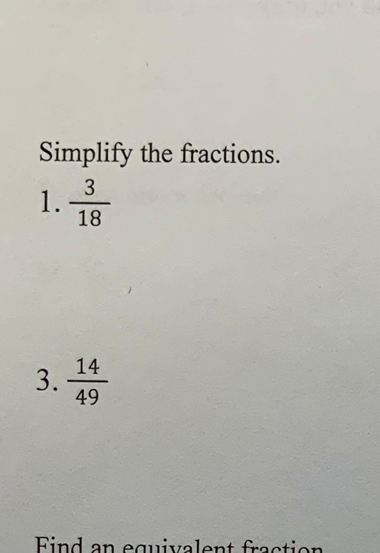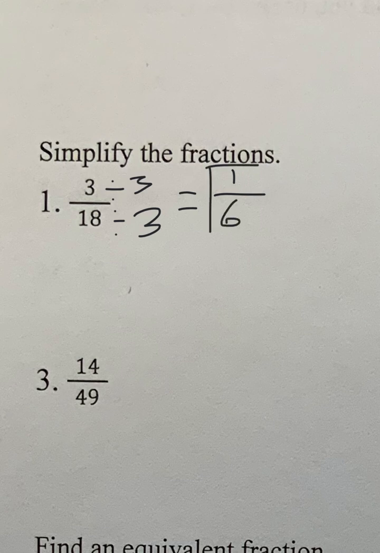Number 1 is 3/18. So to simplify this, I'm going to divide the top by 3 and the bottom by 3. I do this because I know that 3 can go into 3 and 3 can also go into 18. 3 divided by 3 is 1 and 18 divided by 3 is 6. So I simplified it to get the answer of 1/6.